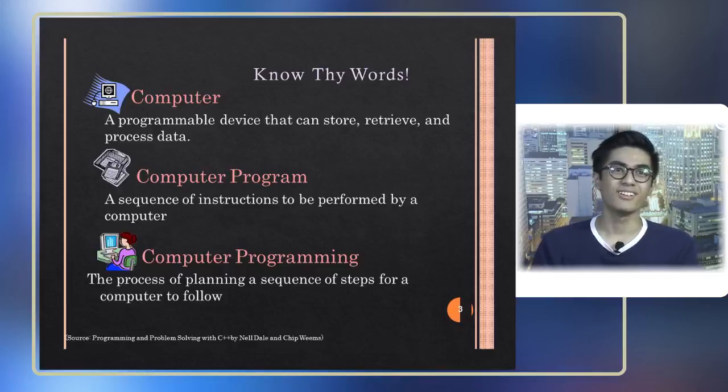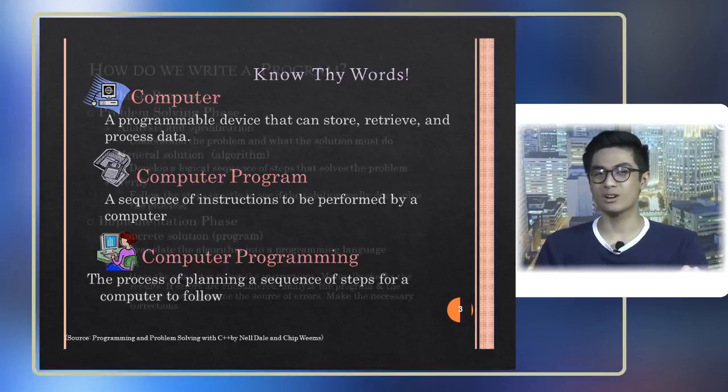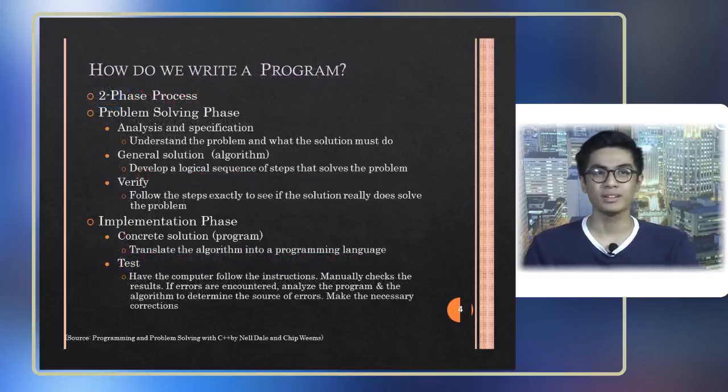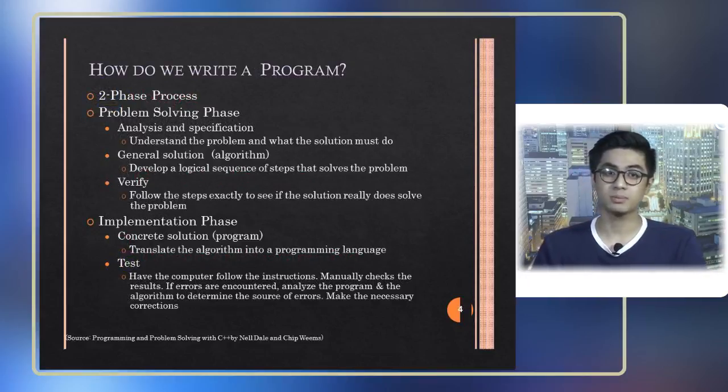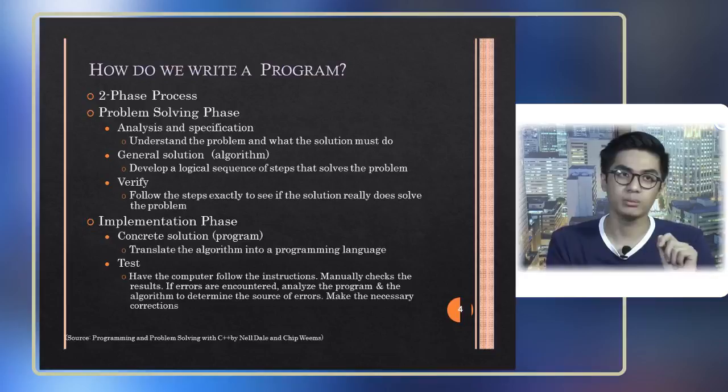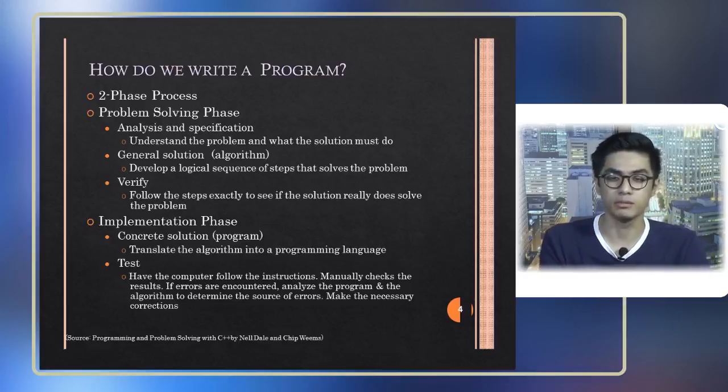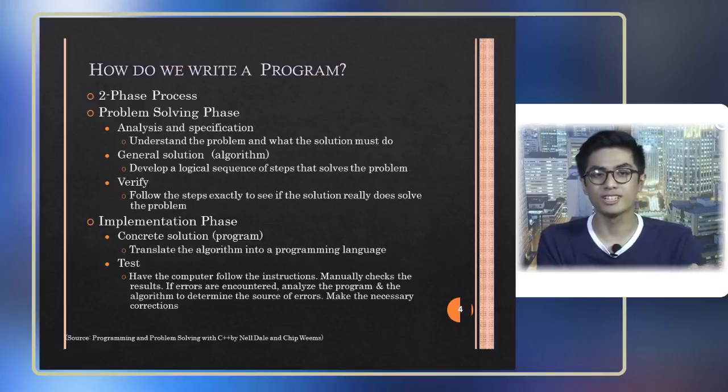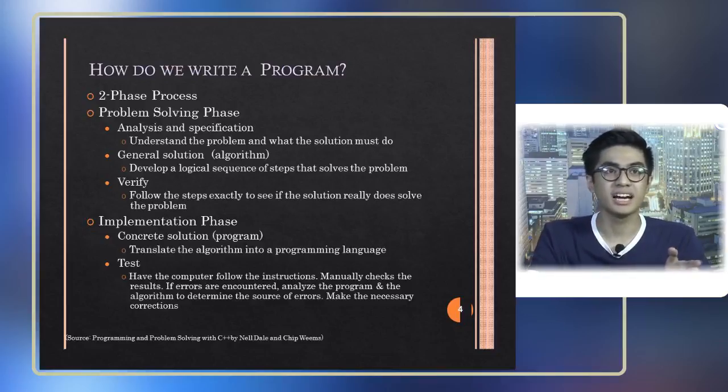Okay, so first, let us know how to write a program. There is a two-phase process when writing a program. First, we try to solve the problem in our heads. We call this the problem solving phase. In the problem solving phase, we first analyze the problem given to us. We should understand the problem and what the solution must do.